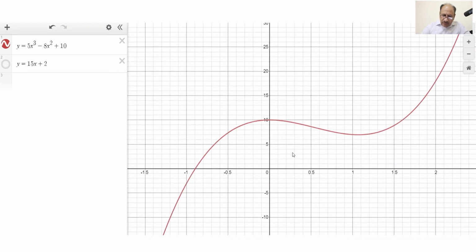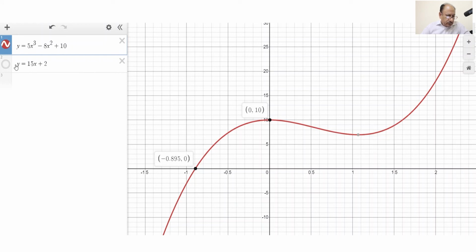This is basically the same graph which we have plotted, and the straight line, these are basically the points of intersection. If you check, this is the y-intercept, which is at 0 and 10, and this is the x-intercept, and these are basically the points of intersection. This is the minimum point, which is 1 and 6.